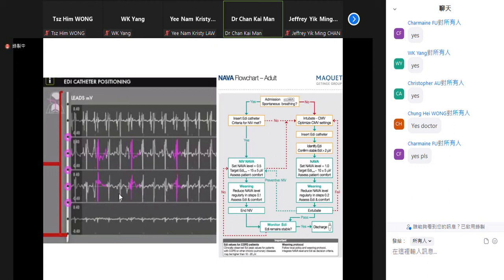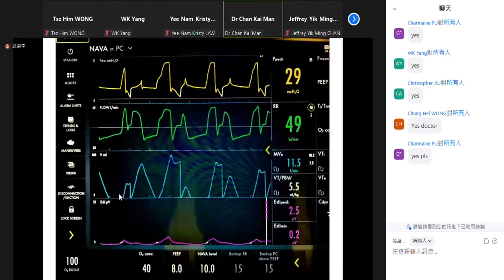So the industry is recommending at least an EDI of more than 2 microvolts. Most of the time it would be around 10, but sometimes in certain patients the EDI can be quite low, in those with poor diaphragmatic activity.